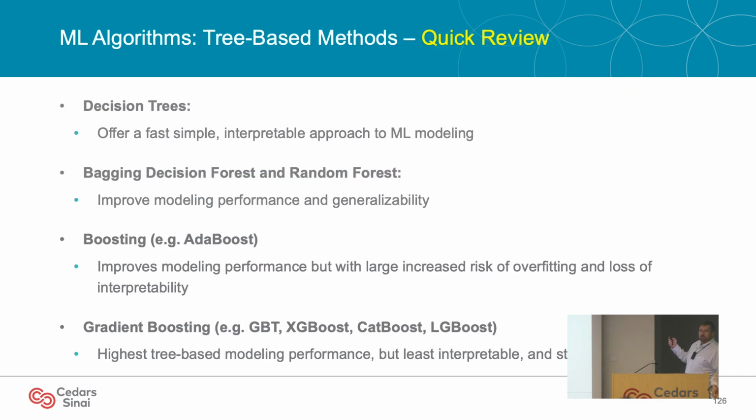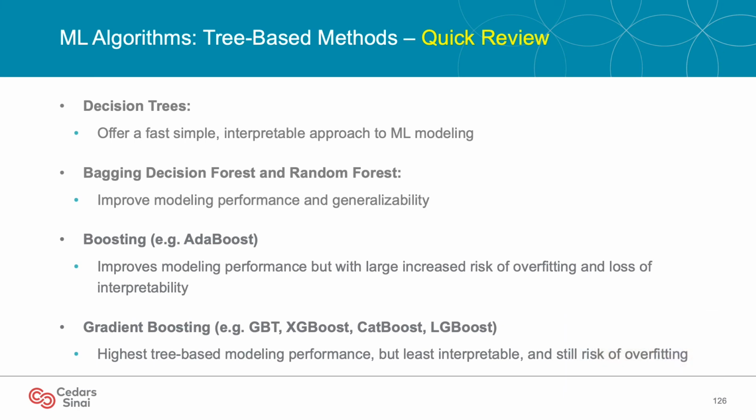So we've covered decision trees, bagging decision forests, and random forests that improve modeling performance from decision trees as well as generalizability. We've covered boosting, which improves modeling performance, but with an increased risk of overfitting and a loss of interpretability. And lastly, gradient boosting with these different flavors, which gives the highest tree-based modeling performance, but again is least interpretable and still has some risk of overfitting.